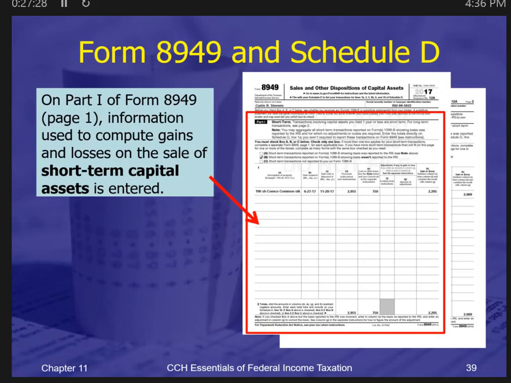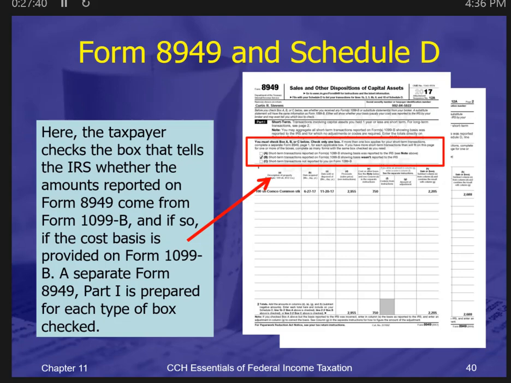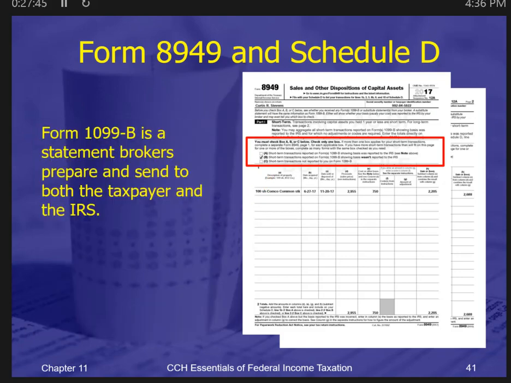On the 8949, Part 1 is for short-term, Part 2 is long-term. So you just list the assets sold and the information needed to calculate the gain or loss. All right, we tell them whether it's reported. 1099-B is a statement you get from your broker if you have that for your investments.